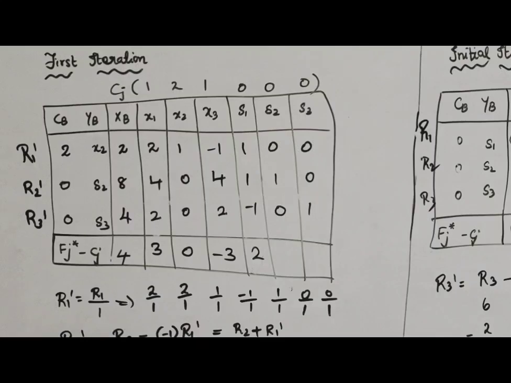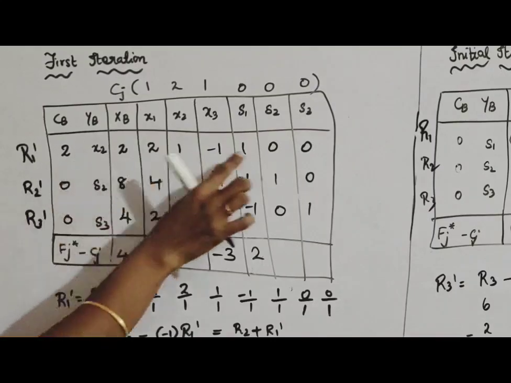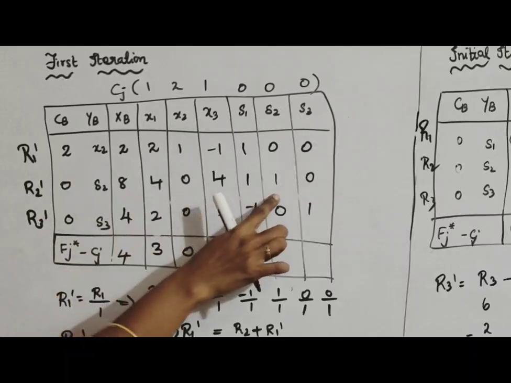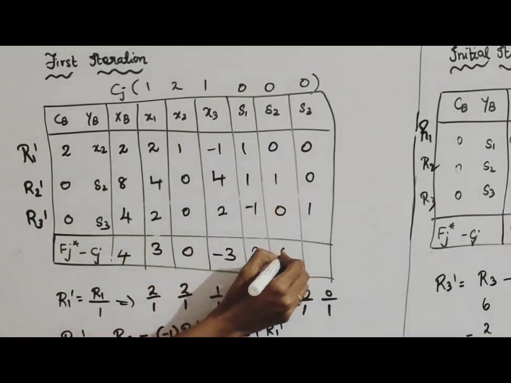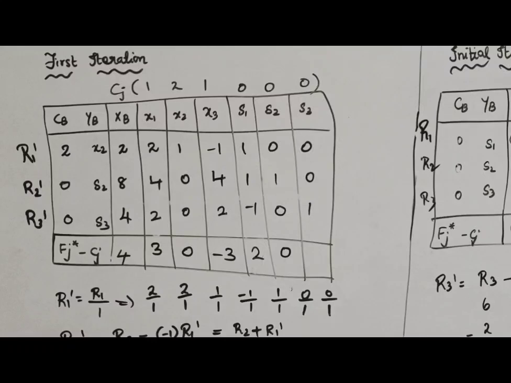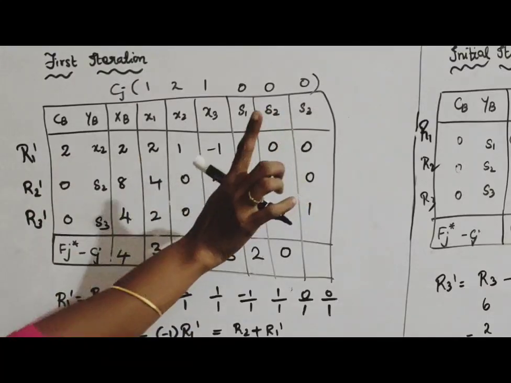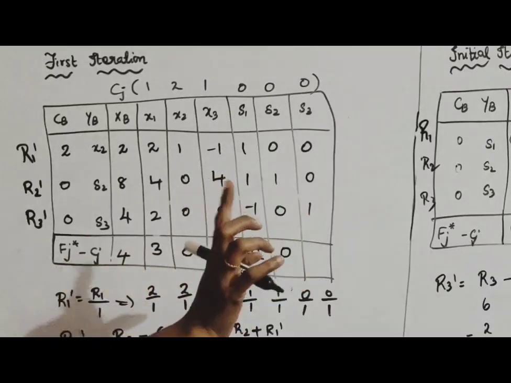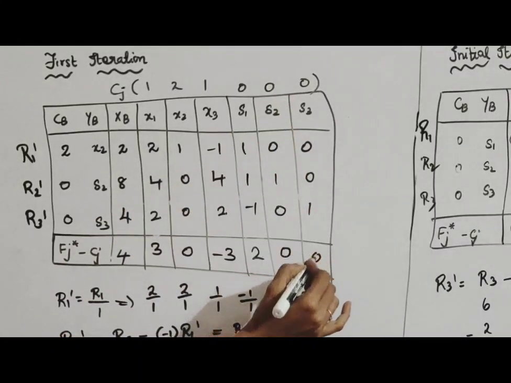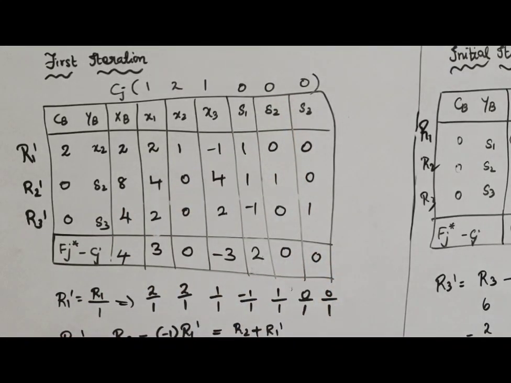Then for the variable s2, 2 into 0, 0. Plus 0 into 1, 0. Plus 0 into 0, 0. Minus 0, that is we are getting 0. For the S3 variable, 2 into 0, 0. Plus 0 into 0, 0. Plus 0 into 1, 0. Minus 0, therefore we are getting 0.